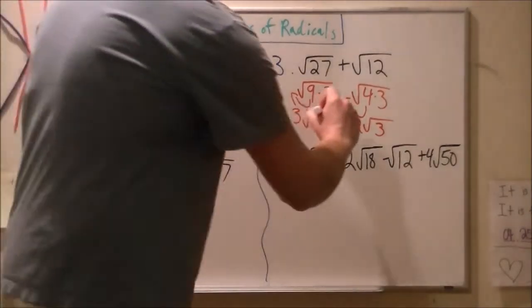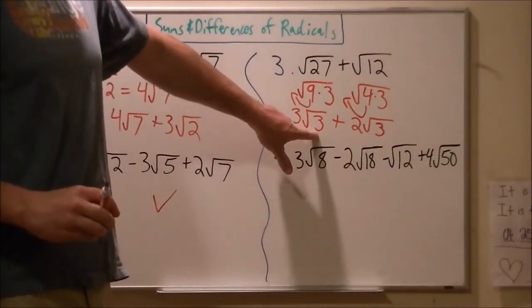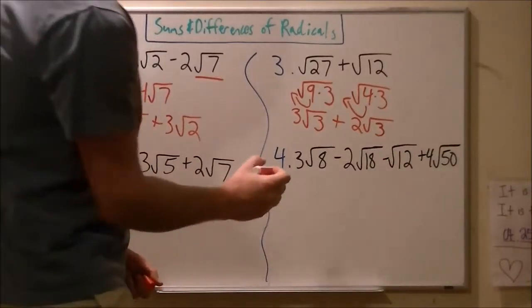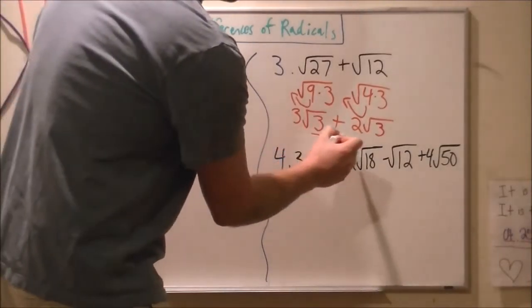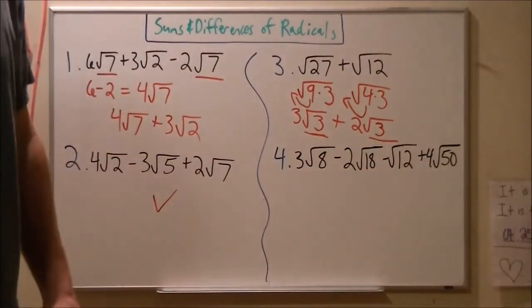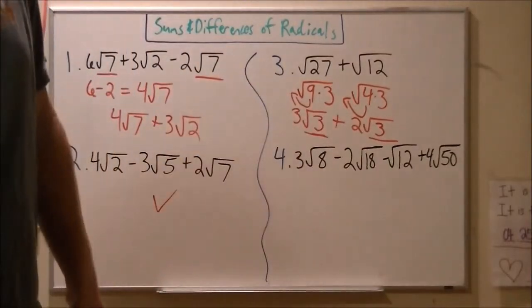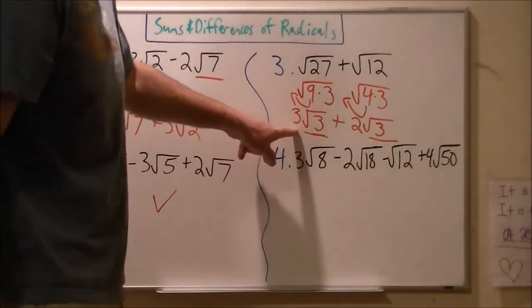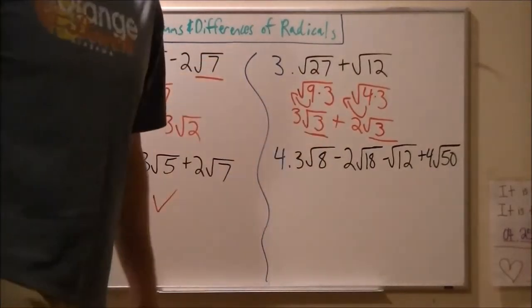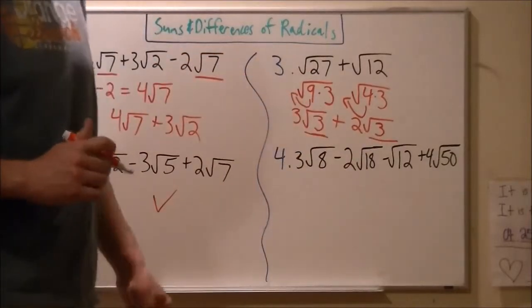Now look at what I have simplified. I have 3 times the square root of 3 plus 2 times the square root of 3. Do you see something kind of neat right here? Do I now have the same base? Yes, even though I didn't start with it, I have taken it into the same base. And now what I can do is add those numbers that are in front of the square root symbol since I have the same base.